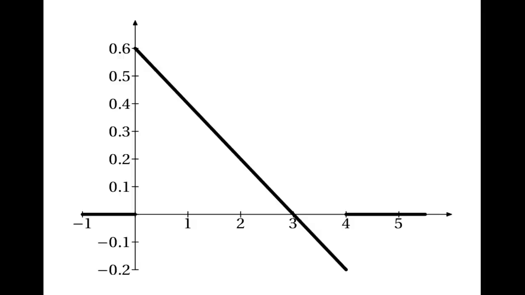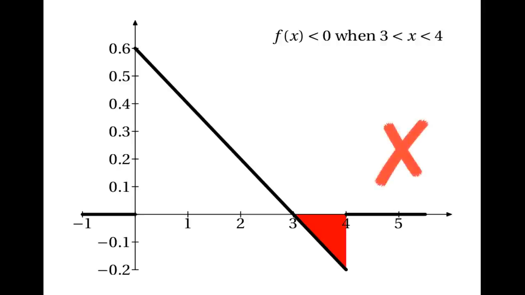So what about this? Could this be the graph of a probability density function? Well, the answer is no, it couldn't, because there's a part of the graph which dips below the x-axis. And what this means is that the probability that x is between 3 and 4 would be negative. So the fact that this function is less than 0 when x is between 3 and 4 means that this can't be a probability density function.